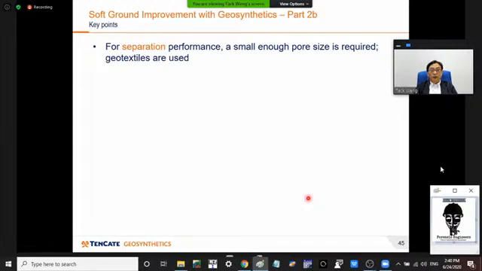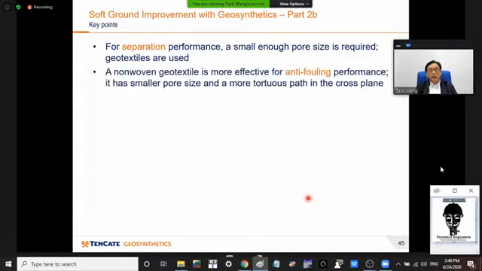Key points. For separation performance, you want the fabric to have very small pore size that can prevent the intermixing. And for separation, geotextiles are used. Geogrids do not separate. A non-woven geotextile is more effective for anti-fouling performance as it has got smaller pore size as well as a more tortuous path in the cross-plane direction.